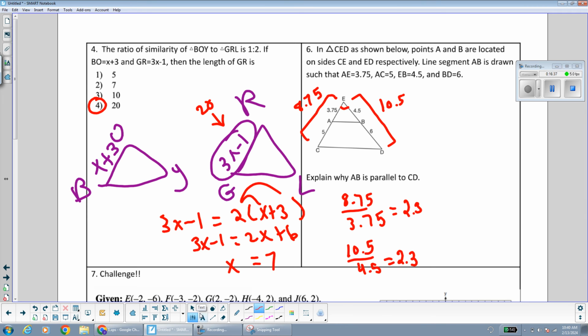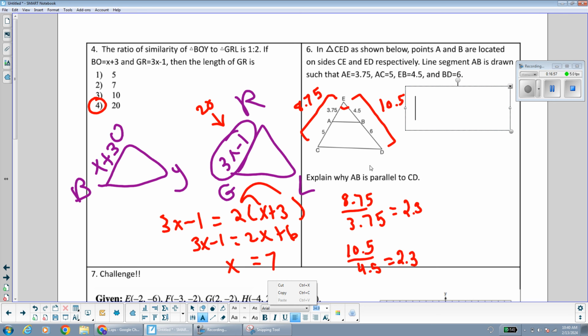So we have to fully explain why this is SAS and how this also proves that AB is parallel to CD, because that's actually the question here. The question is not to show that the triangles are similar. So let me get some space here and we will make an answer. I don't want to write this big. I want to write small. There we go. Okay.